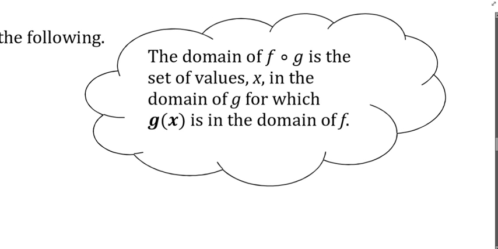The domain of f circle g is the set of values in the domain of g for which the output of g is in the domain of f. The textbook has this definition and has a graphic that's similar to the one that I did, but not quite as good. If you need to, look at the graphic I have online and the color coding. It might help when I put it up later.